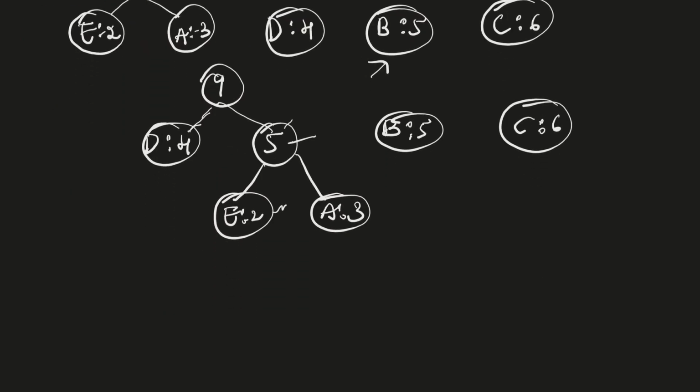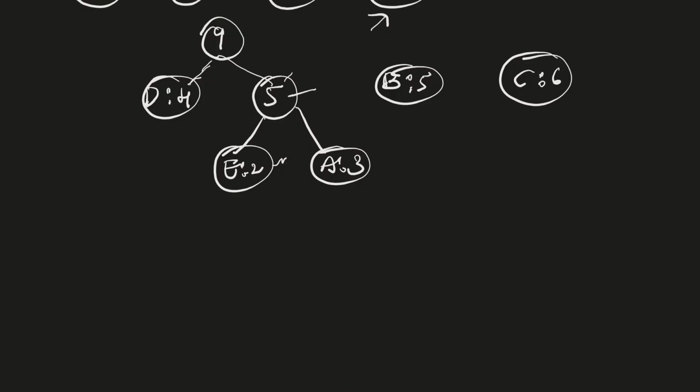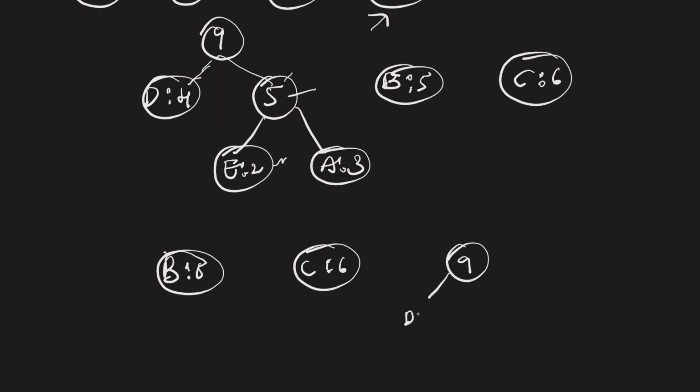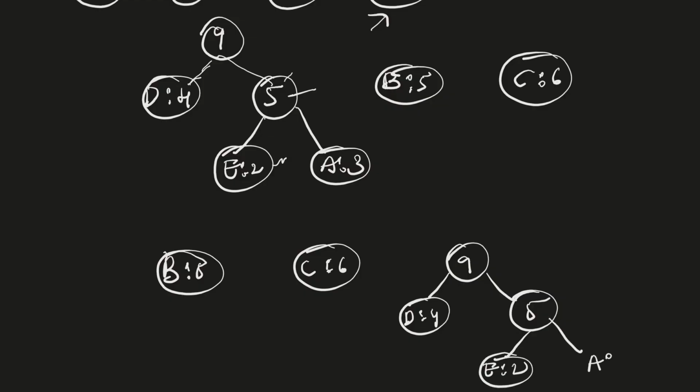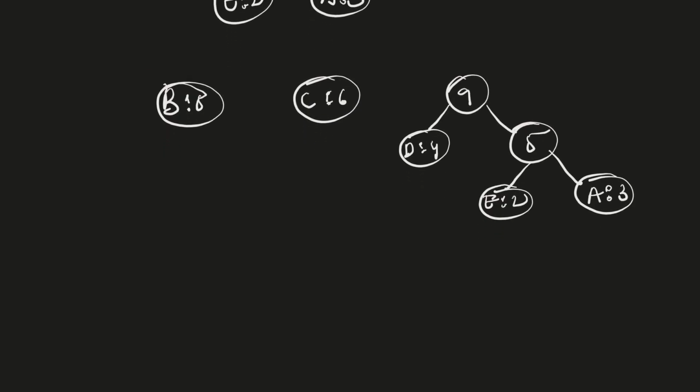Now the next time when you sort this, you take B 5, then you take C 6, then you have 9 with D 4 and 5, then E as 2, then you have A as 3. Now after arranging it in increasing order, you again sum the first two frequencies. So this would come out to be 5 plus 6, that is 11.